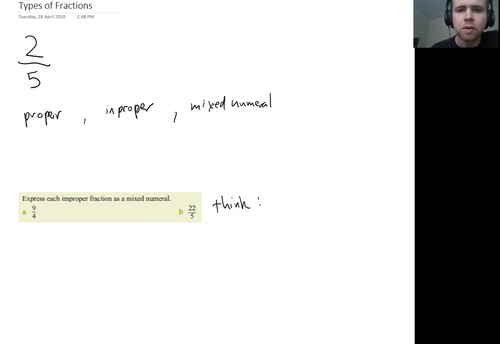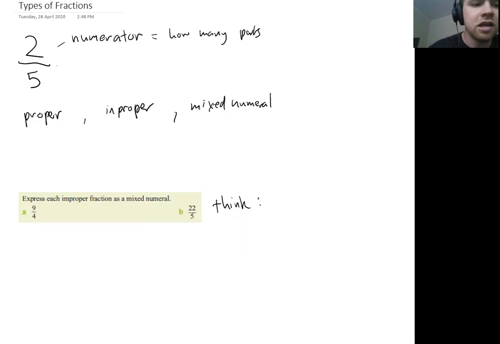So the top number there is called the numerator. And that tells us how many parts we have. So in this case, we have 2/5. It tells us the number of parts that we have.